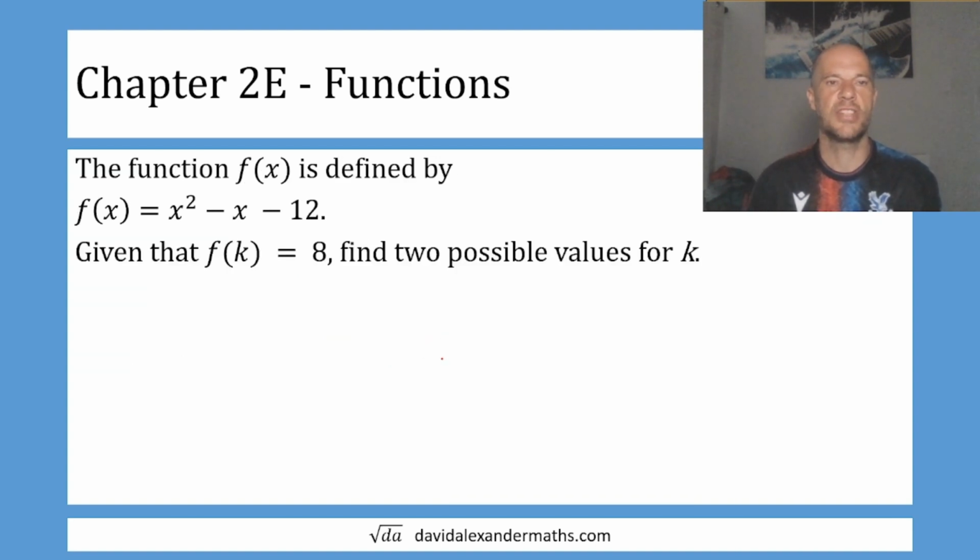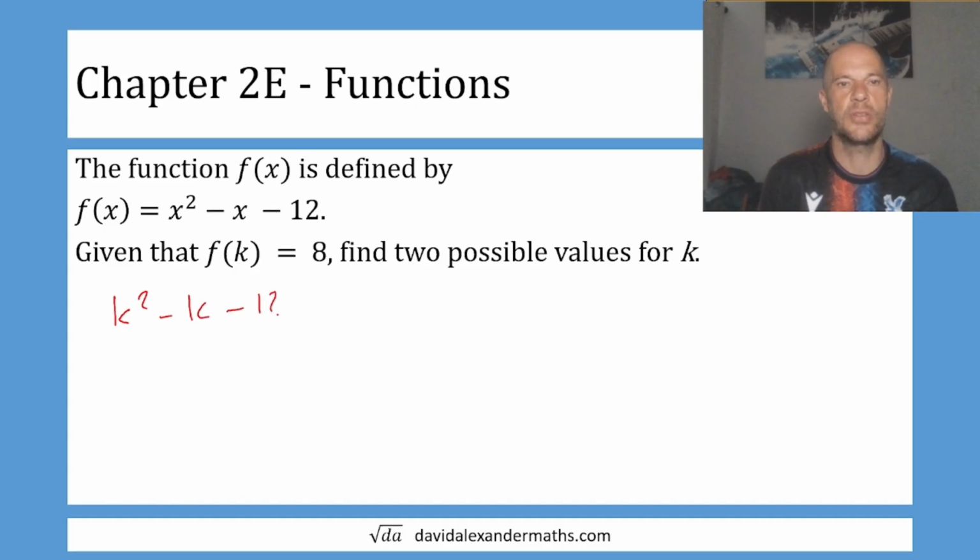Okay, here's a harder example. The function f of x is defined by f of x is x squared minus x minus 12. Given that f of k is 8, find two possible values for k. So that means we're putting k into the function, so k will be squared, and then we'll subtract k and we'll take away 12. We're not putting 8 into the function, this equals 8, so k squared minus k minus 12 equals 8.